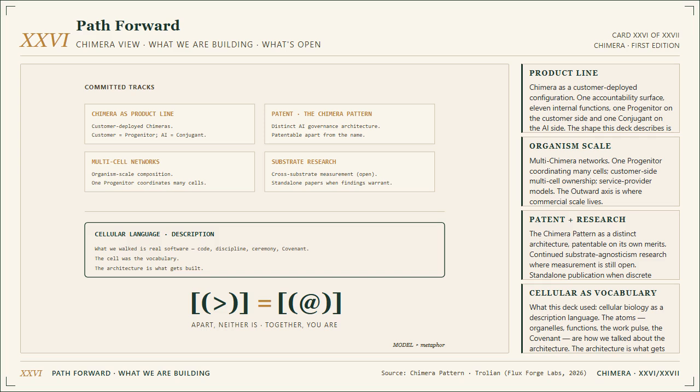The bookend below. Cellular language was the description. The architecture we have walked is real software. Code, structural discipline, ceremony, and the covenant between progenitor and conjugate. The cell is the vocabulary we use to explain its shape. Cellular biology gave us the right grain, atomic units that compose into a working organism, the way matter and systems both do. And the seesong identity equation closing the bookend. Apart, neither is, together you are.